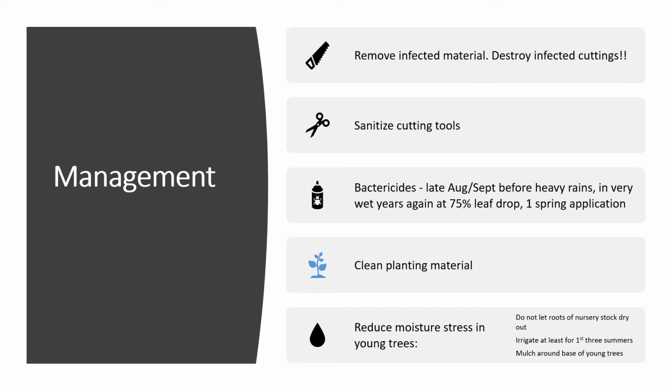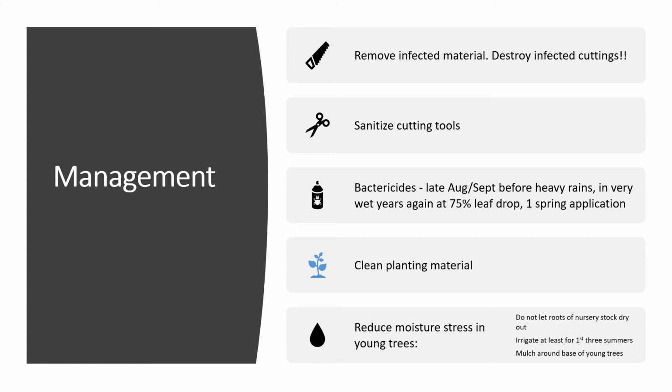After pruning and application of bactericides, then there is, of course, clean planting material. I won't go into that in great detail, but as was mentioned earlier, it is very possible for bacterial blight to spread during the plant propagation process and be introduced as a latent infection, or one without visible symptoms, into a new orchard. So sourcing clean plants is important.